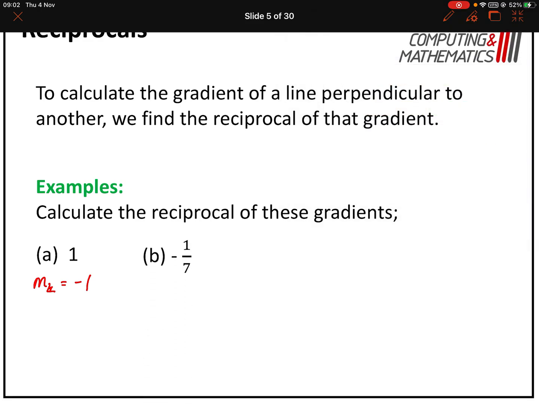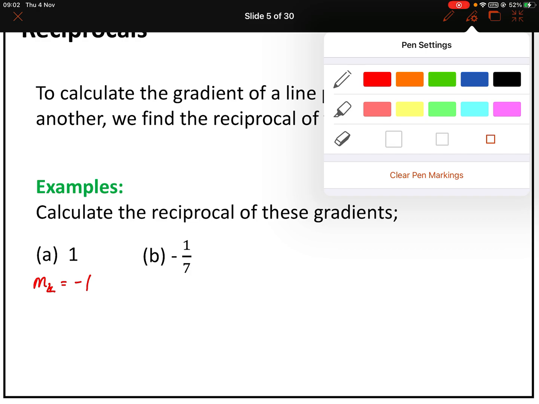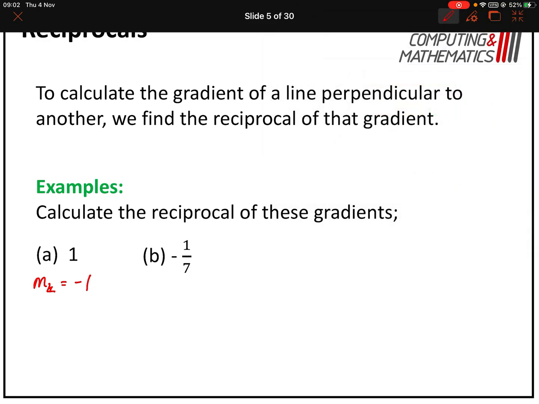So let's take a look at the next one, minus 1/7. Remember, turn it upside down, flip it upside down, and change its sign. So because it's a negative, you're going to get a positive. So m is equal to 7. Now it would be 7 over 1, but obviously its simplified version is 7.